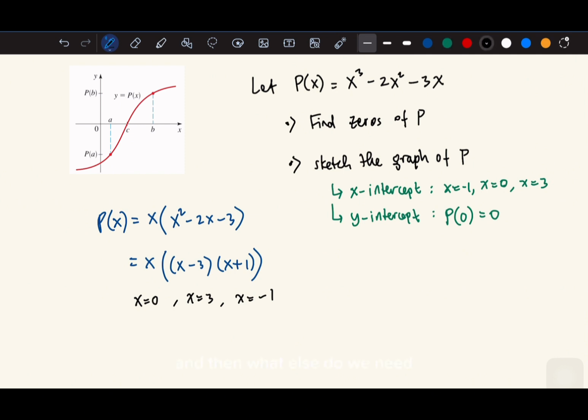And then what else do we need? We need a number line to check whether the numbers between or in all these areas will be positive or negative. So we can check that. Okay. So check negative 1, 0, and 3. You can check from negative 1, the left side, maybe negative 2: negative, negative, positive, negative, negative, right? Okay.